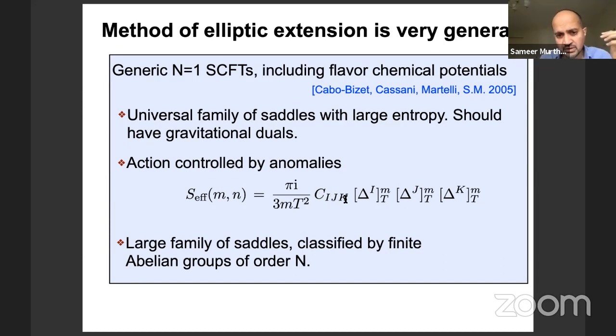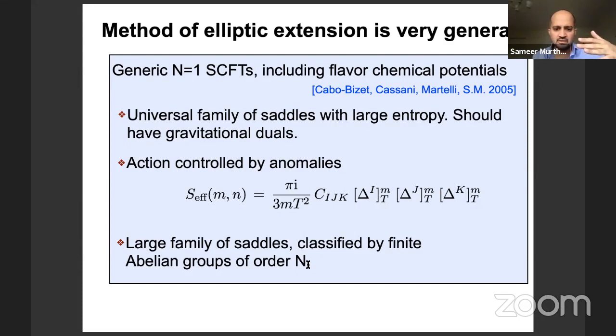It's completely governed by anomalies. C, I, J, K are the anomaly coefficients of the flavor symmetries of the theory. And thirdly, here I showed you at large n that there is a family of saddles m, n, which is already an infinite family. But in fact, we couldn't prove that these are all the saddles, but there's a very large family of saddles.